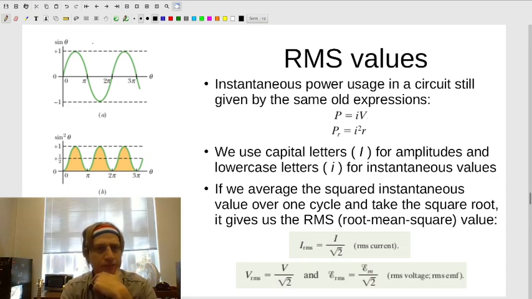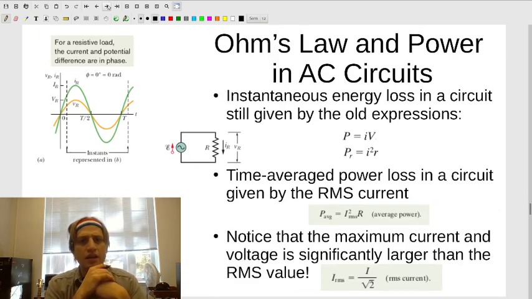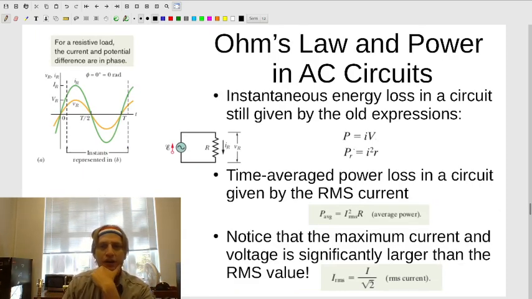And this turns out to be important because if you want to think about instantaneous energy being used by an AC circuit, the power would just be the current times the voltage. But in terms of the amplitudes, the power would not be the amplitude squared times the resistance, for instance. It would be the RMS, the root of the mean of the squared current, that would give you that. So it's interesting to realize that the maximum current that you're getting is significantly larger than the RMS value.